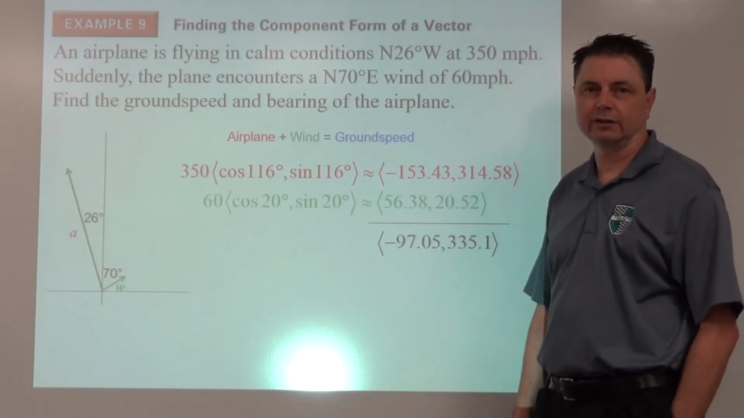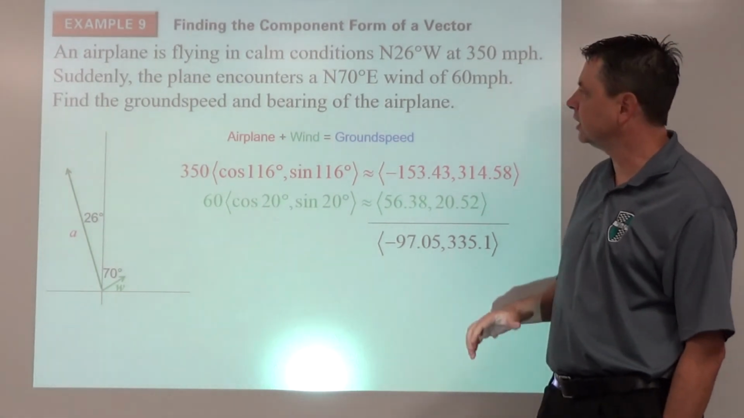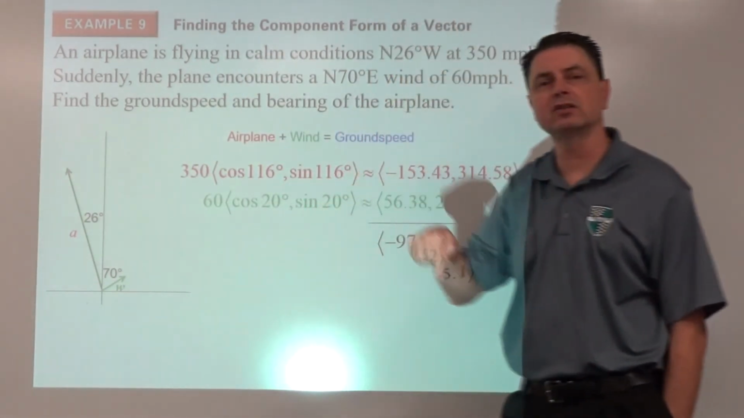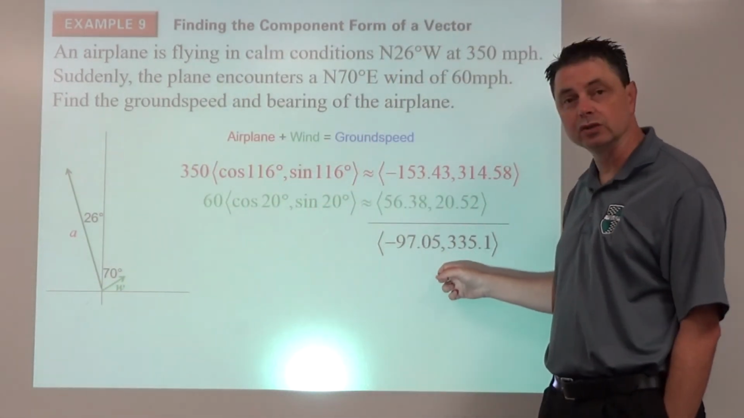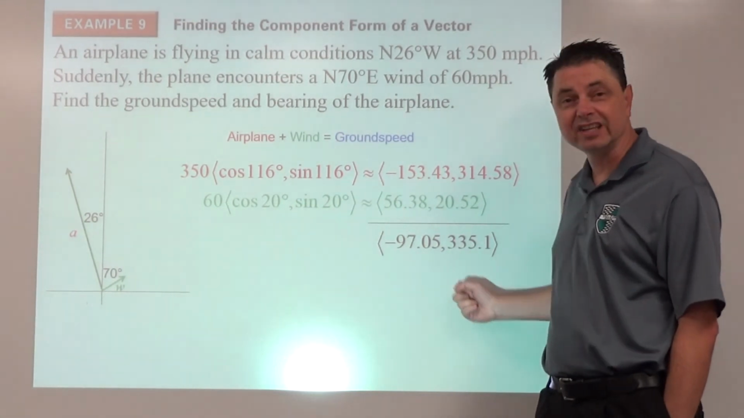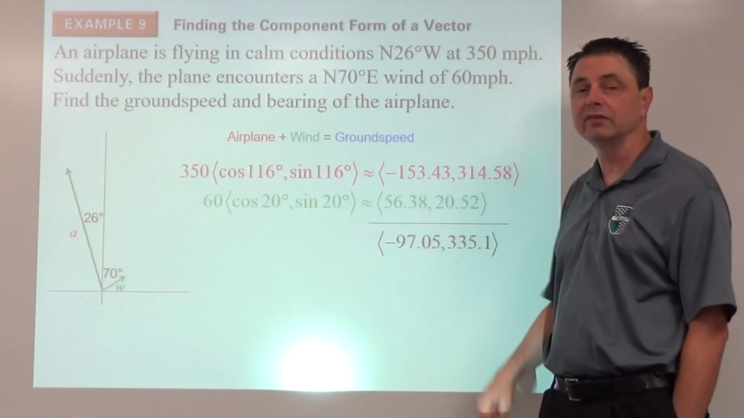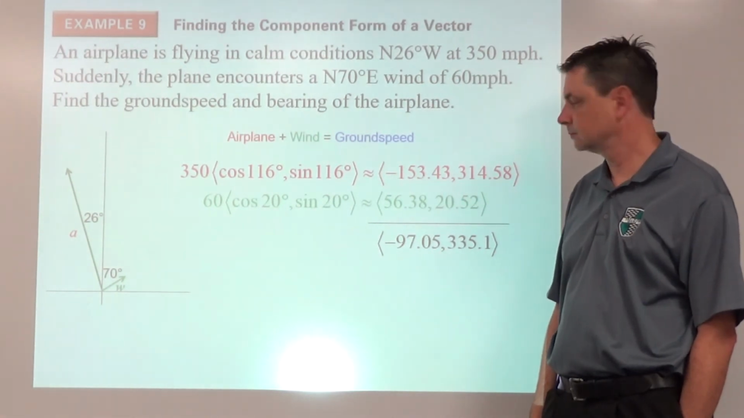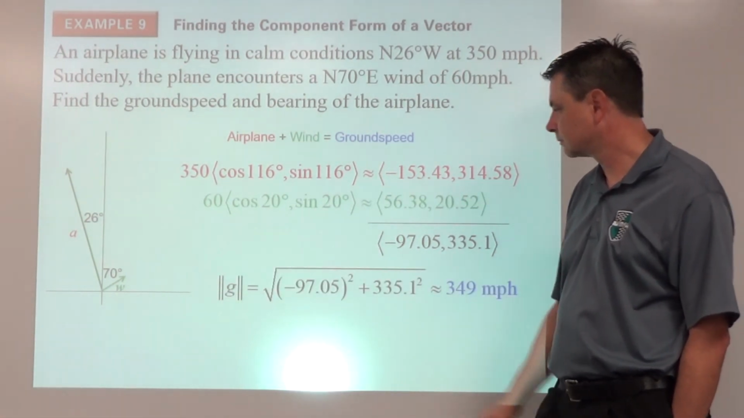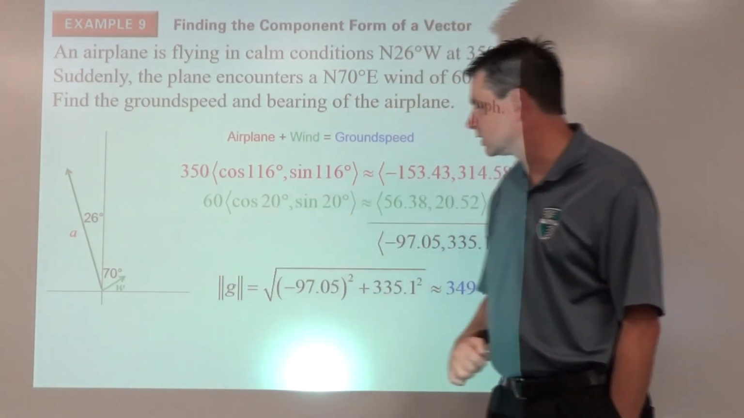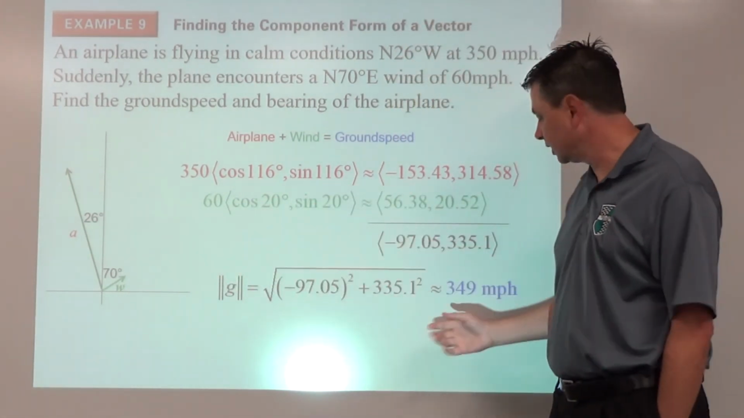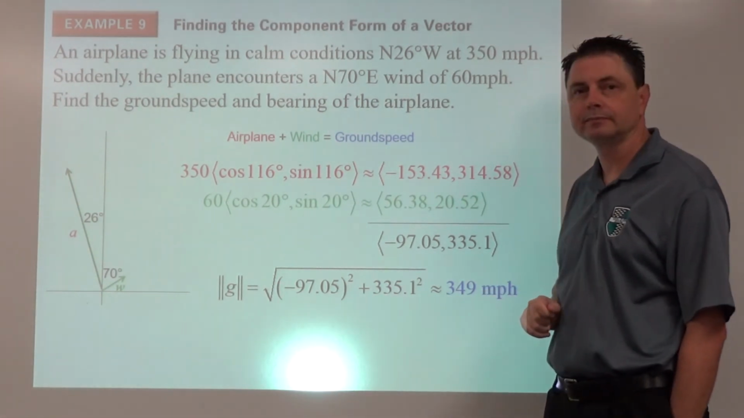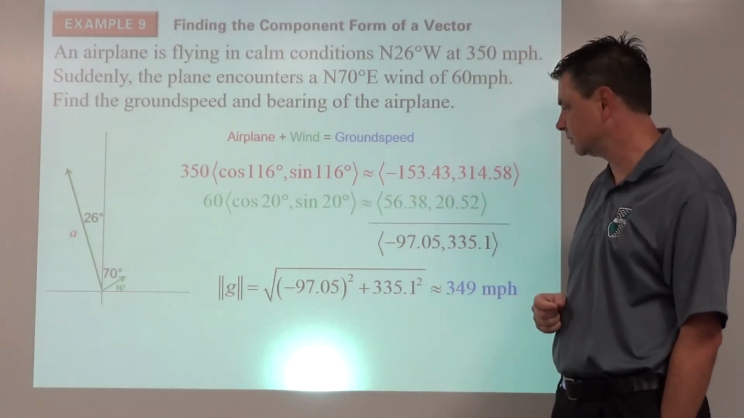There's our ground speed vector. We want to know the ground speed itself, not the vector, and that's going to mean the magnitude. So next, pause here and find the magnitude of that vector. So the magnitude of the ground speed vector, using our formula, is going to be about 349 miles per hour after the wind has influenced it.